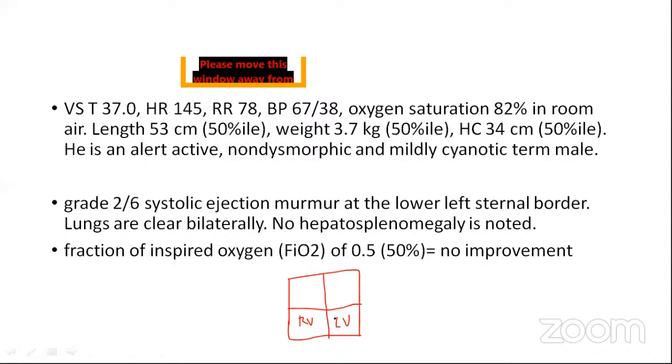So if there is a shunt between the LV and RV, what direction will it flow, Pawan? From left to right. Okay, so the left side contains oxygenated blood, and this contains deoxygenated blood. Yes. So can a VSD cause something like this? No, sir. Cyanosis? It should be some valve stenosis, sir.